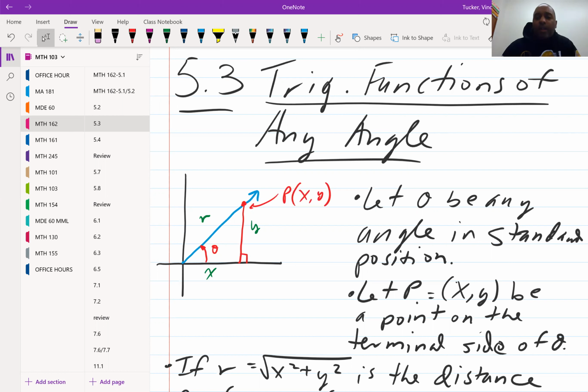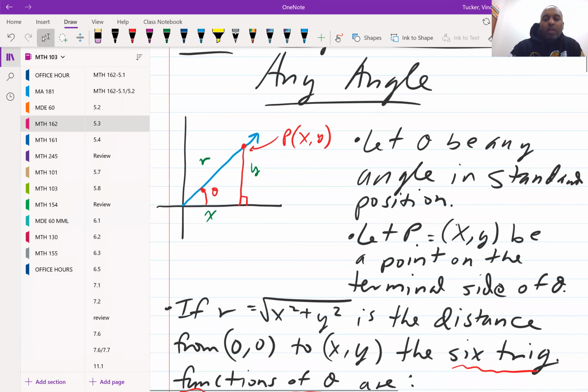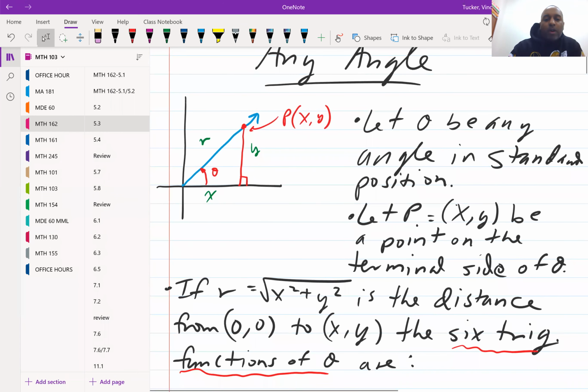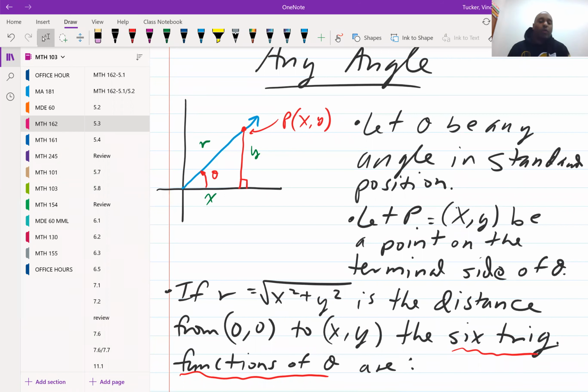So we're going to let theta be any angle in standard position. P is going to be a point on the terminal side, so we're talking about right here. And R is going to be the distance formula. So R is equal to the square root of x squared plus y squared. That's the distance from the origin to that point x, y.